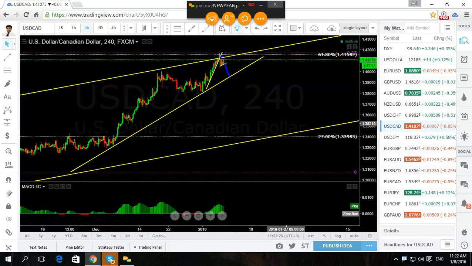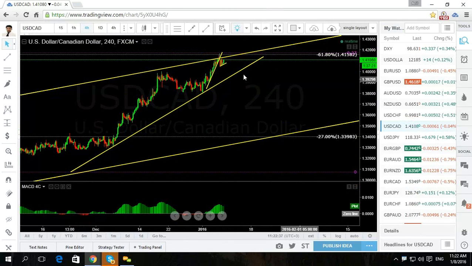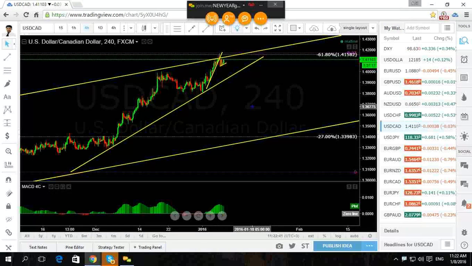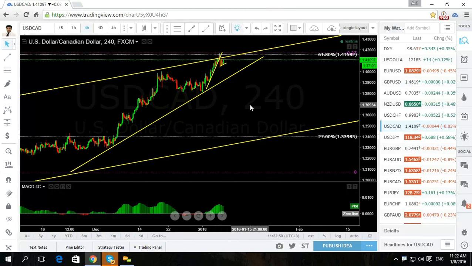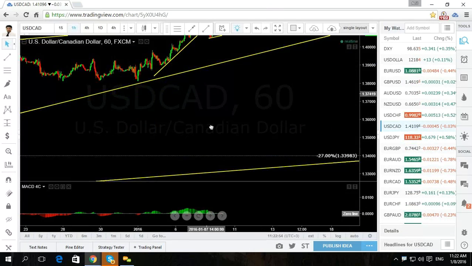So don't try to pick the top. If it goes back up, let it go back up. I'm not interested in the upside. I'm interested in the downside. So my first trade would be this one. My second trade would be this one. See that? Really nice trade setups. Don't miss them. Let's go back.